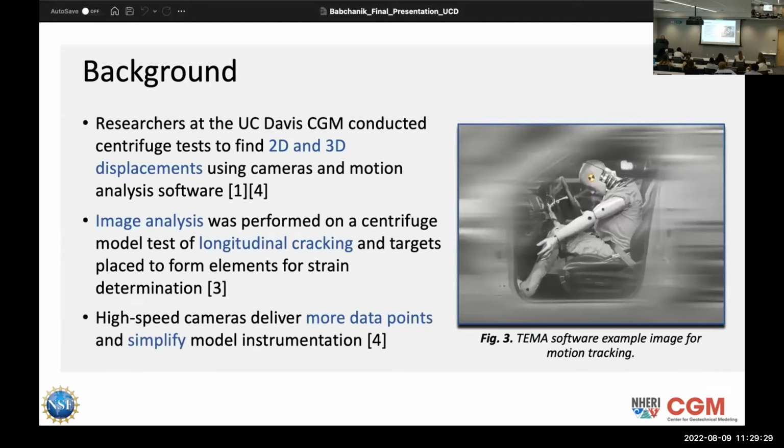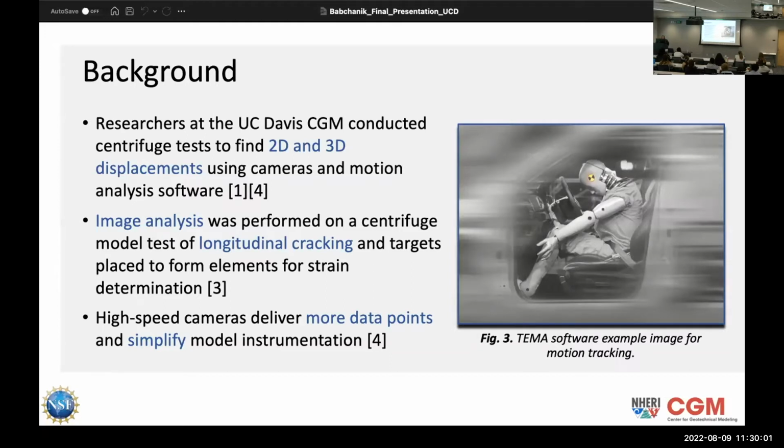At the UC Davis CGM, there have been tests performed with motion analysis software to determine 2D and 3D displacements. One also used TEMA Classic 3D, which is the software I am using, and photon cameras, but they also used lasers for accuracy. Additional researchers performed image analysis on centrifuge models of longitudinal cracking, so it's not towards the water or the seepage, where ours is. They placed targets to form elements for strain determination.